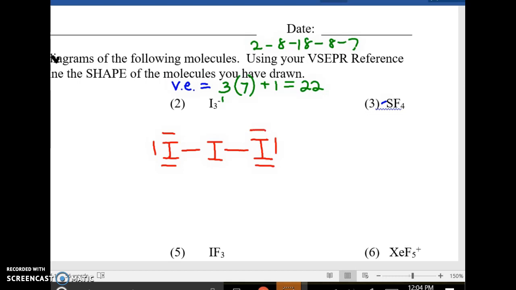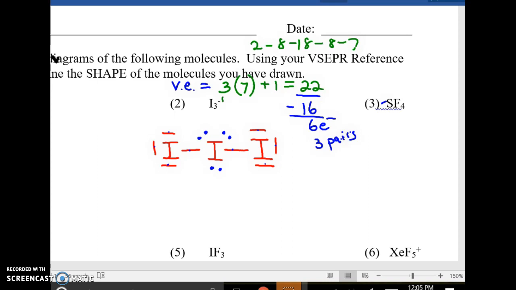Now we do a count. Have I reached 22 electrons? Well, 2, 4, 6, 8, 10, 12, 14, 16. I have 16 electrons. That means I'm 6 shy of where I need to be. I'm going to put those 6 electrons, in other words, 3 pairs of electrons, on the central atom. So I'm going to put a pair here, a pair there, and a pair there.